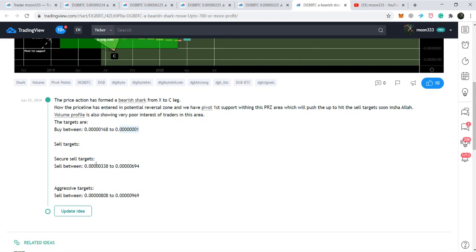And this is the first secure sell target zone that starts from 338 satoshis and ends up to 694 satoshis, and this is the aggressive target zone as per the Fibonacci sequence of the bearish shark, when the final leg of the bearish shark is completed, starting from 808 satoshis and ending up to 969 satoshis. So this will be a really very big and powerful bullish rally.